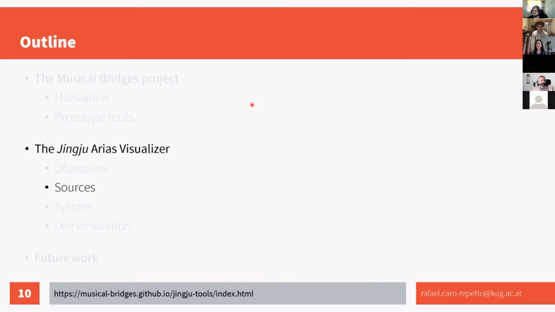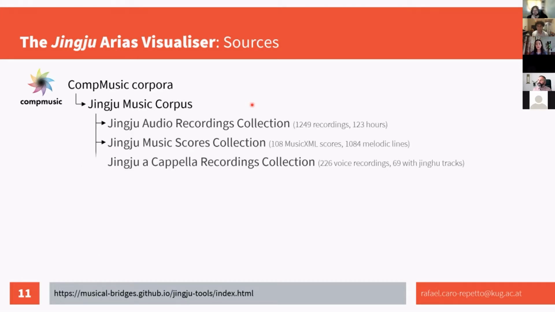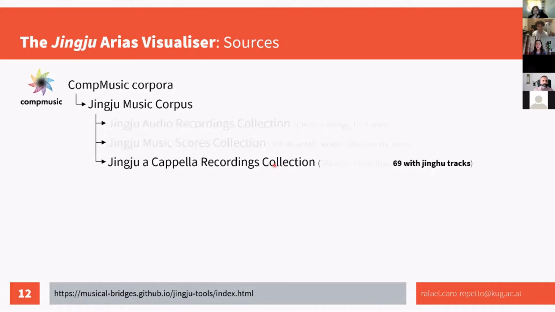Okay, so the sources we're using for this tool is one of the corpus of the ComMusic project, the Jingju music corpus that I helped gather in that project. This corpus has 3 collections, Jingju audio recordings collection, which are commercial recordings. Then we have scores, MusicXML, so machine readable scores that I use for my PhD thesis, for example. And then we have the Jingju a cappella recordings, which were newly made. And this is the one I'm using for this project.